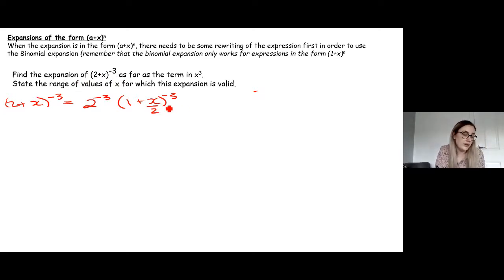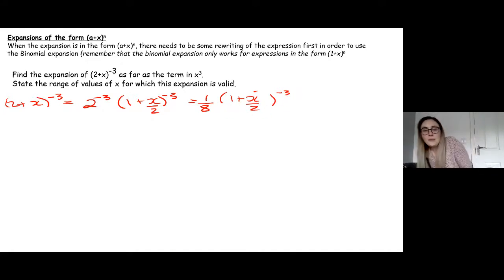So I've taken that 2 out. So 2 to the power of minus 3, 2 cubed is 8, so that's going to be 1 over 8. So that's going to be equal to 1 over 8, 1 plus x over 2 to the power of minus 3. Now we've got a nice expansion we can work with, as we did before, but now all we need to do is multiply the whole expansion by 1 over 8 at the end.